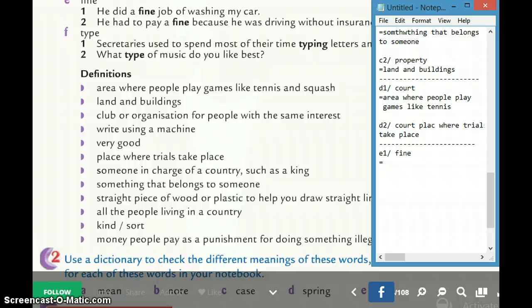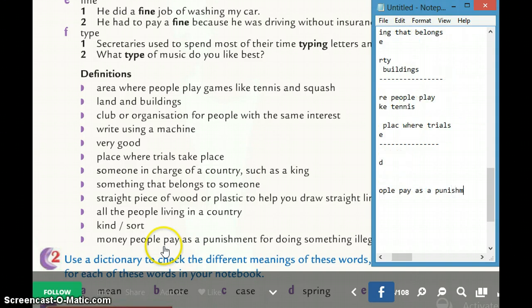Okay, trying to find a meaning here. Okay, so the only one here is very good. And to go with E2, it's fine. It means something you pay. So the only meaning is here, money people pay as a punishment.